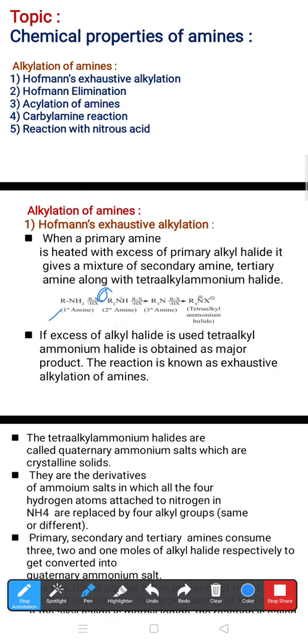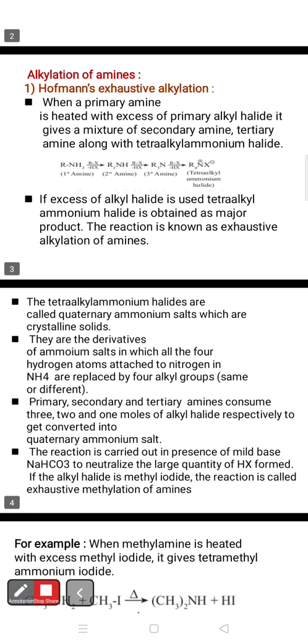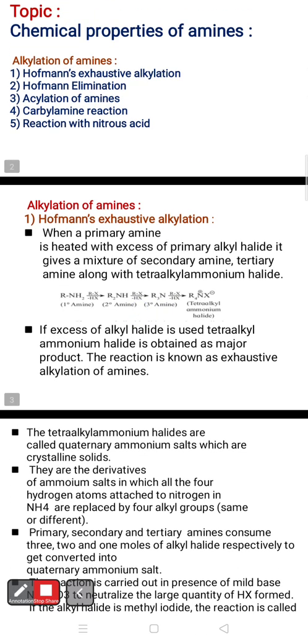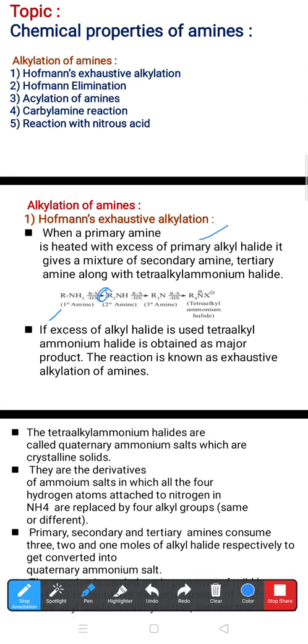Then, by replacing one hydrogen atom of this amino group by an alkyl group, we get R2NH. Means in this reaction, we can see there is a decrease of hydrogen and an increase of alkyl groups. That's why it is called an alkylation reaction. Remember. Secondly, with RX, alkyl halide, again one more H of this NH group can be replaced by an alkyl group, and from that we'll get R3N. Of course, it is a tertiary amine.